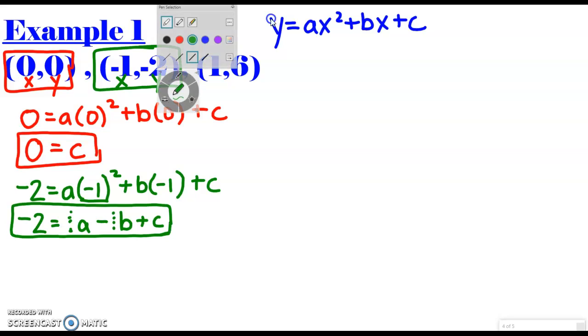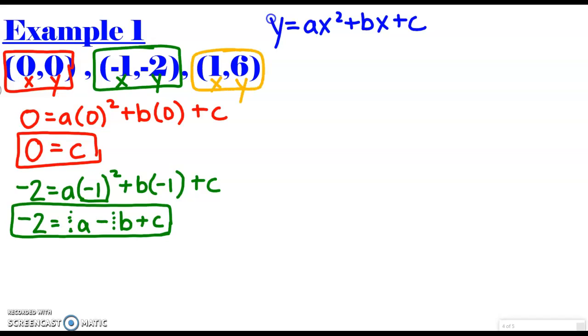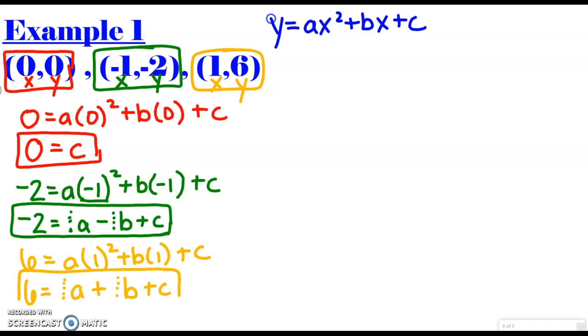And then we would do the same thing for the third equation. So 1, 6, we have xy. So y is 6 equals a times x is 1 squared plus b times x is 1 plus c. So 6 equals 1 squared would be 1a plus 1b plus c. So those are our 3 equations to make our system.